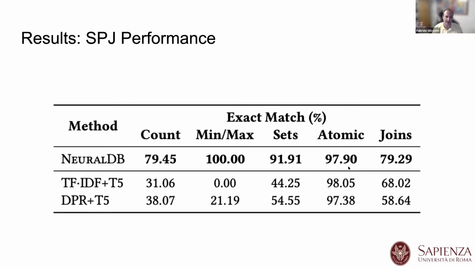Atomic results are easier. So if you are doing, let's say, retrieval plus T5, that is already enough. And also in the case of joins, the increase in terms of accuracy is not as large as the other cases, but still, it is substantial. And 2 things here. First, neural database, of course, doesn't always generate the correct answer, but it's getting very, very close, except count and joins, which still require some research.